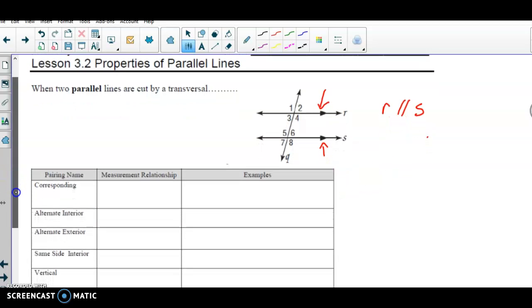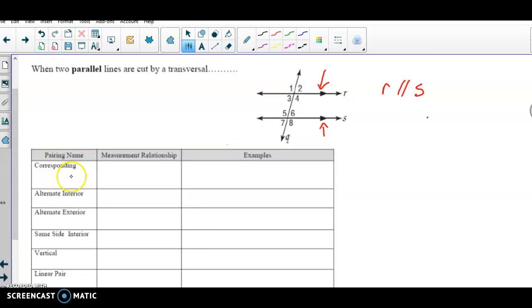So, combining lesson 3.1 with 3.2, one pair of corresponding angles would be, say, angle 1 and angle 5. Those two angles correspond to each other, and you can see that they are going to be congruent. 2 and 6 are corresponding. They're going to be congruent to each other. 3 and 7 will be congruent, and 4 and 8 will be congruent. So when you have two parallel lines cut by a transversal, all of your corresponding angle pairs will be congruent.